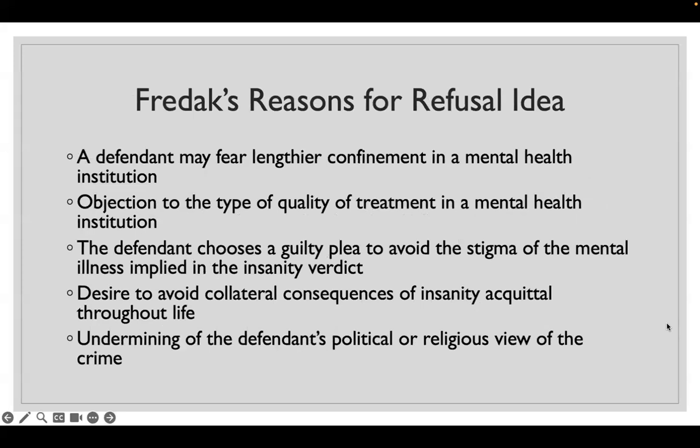So this was another concept that during my research I was able to see. So we have Frendak's reasons for refusal. These are some reasons as to why somebody would refuse an insanity defense. A defendant may fear a lengthier confinement in a mental institution.